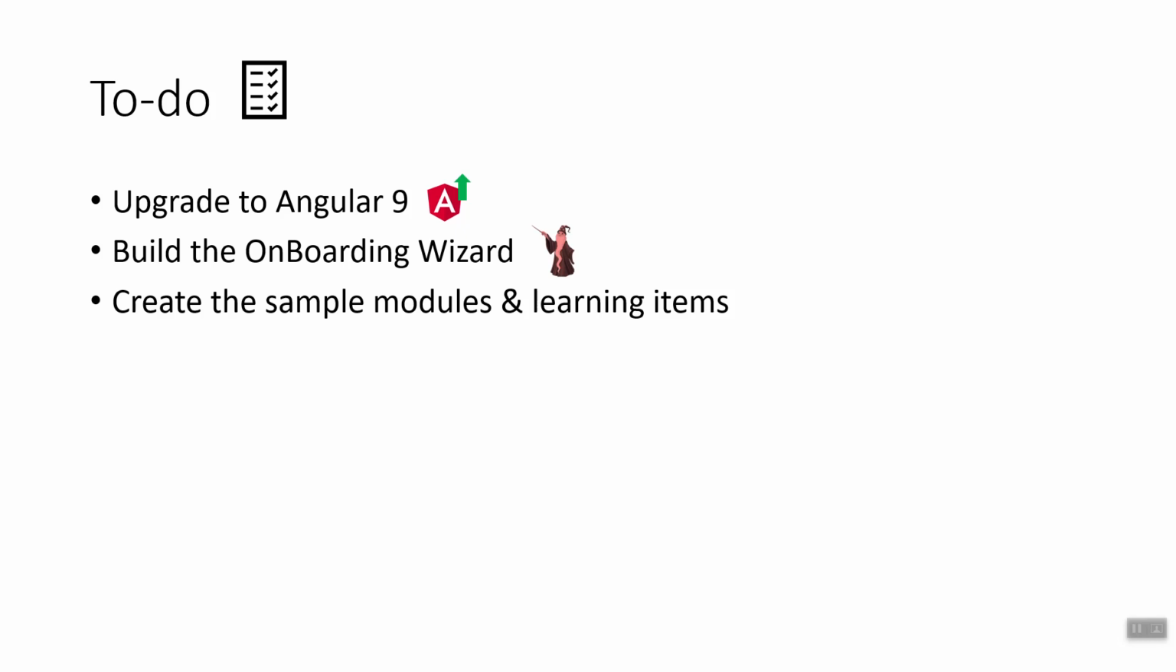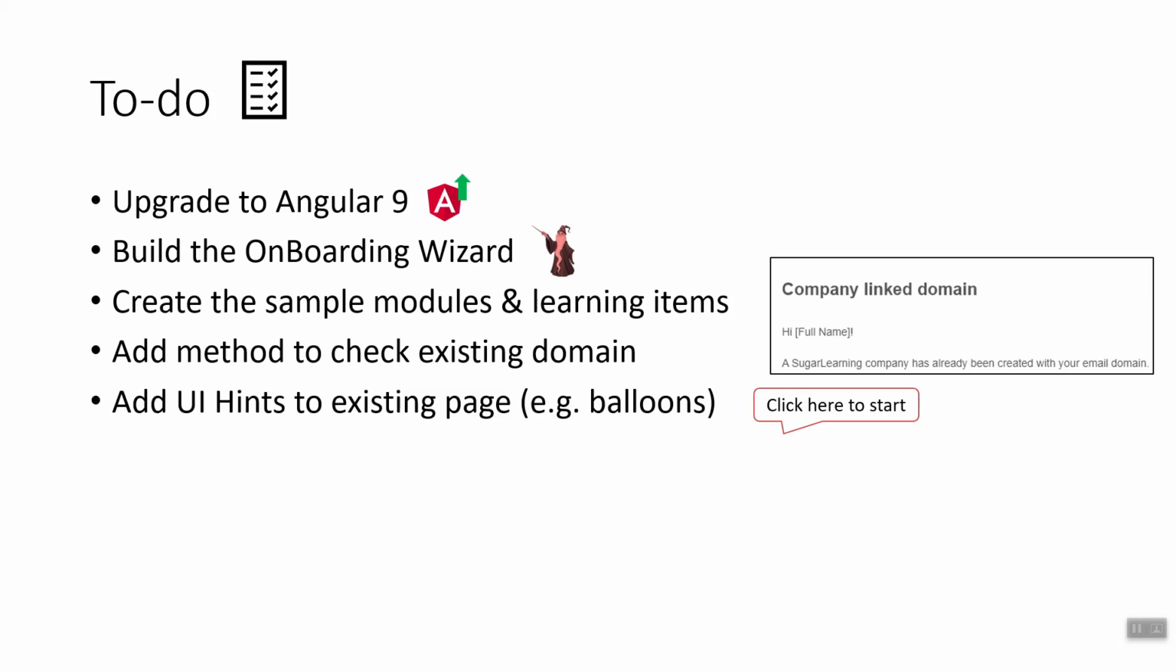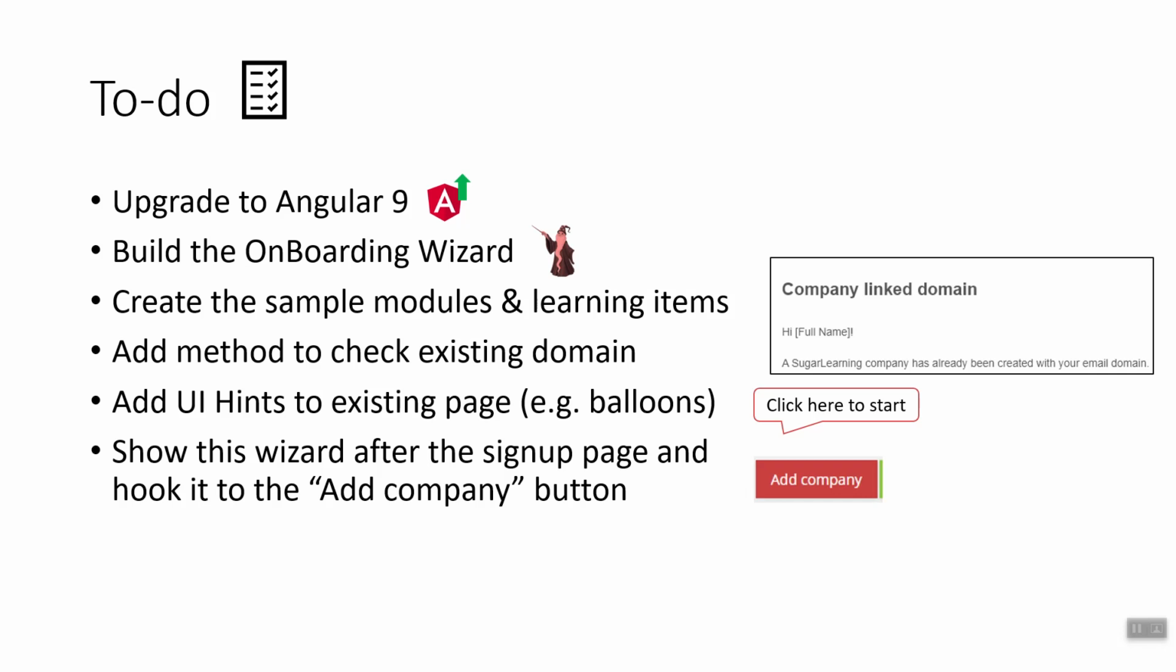Okay, to summarize, these are the things that we have to do. We have to upgrade to Angular 9, build the onboarding wizard, create the sample modules and learning items, then add a method to check existing registered domains, add UI hints to the existing page, show this wizard after signing up, and also hook it to the add company button.